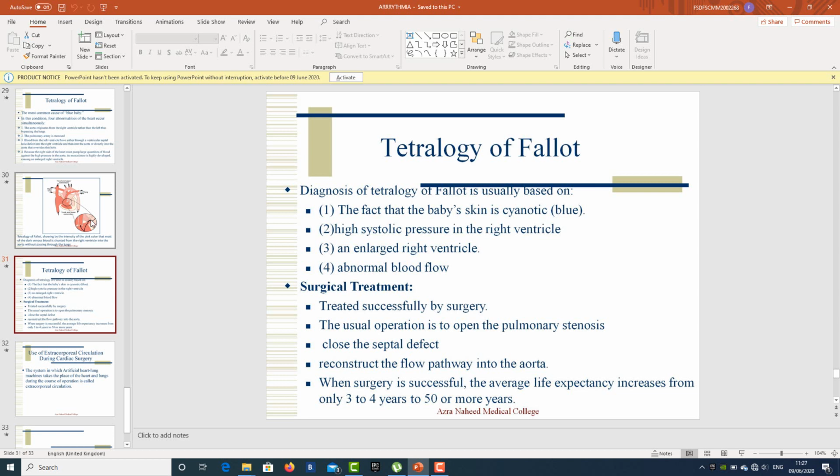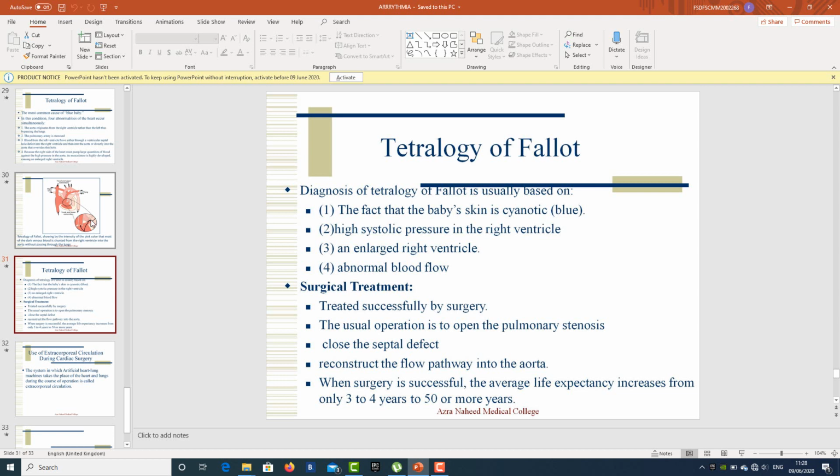The usual operation is to open the pulmonary stenosis and close the septal defect, and reconstruct the flow pathway into the aorta. When surgery is successful, the average life expectancy increases from only 3 to 4 years to 50 or more years.